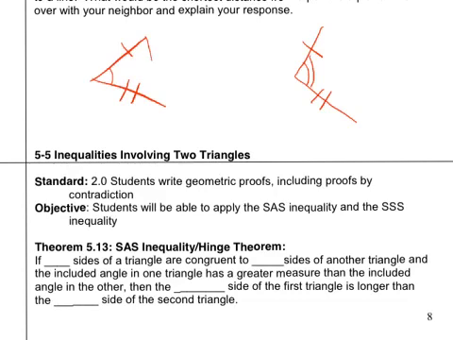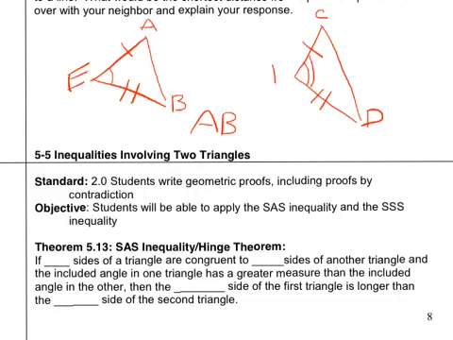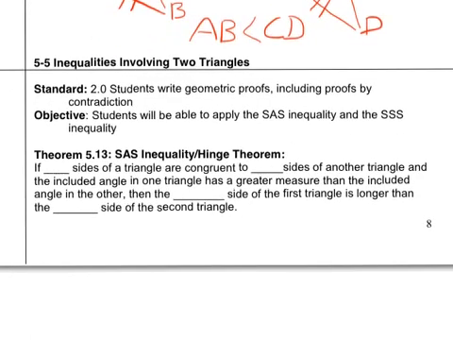Well, that means that this side length here, let's call it AB, is going to be less than this side length here. Let's call it CD. So we know that AB, and you know what, let's call them E and F. So we know that AB has to be less than CD because the angle opposite of it, angle E, is less than angle F. Okay, well, that's this theorem that we're going to learn today.